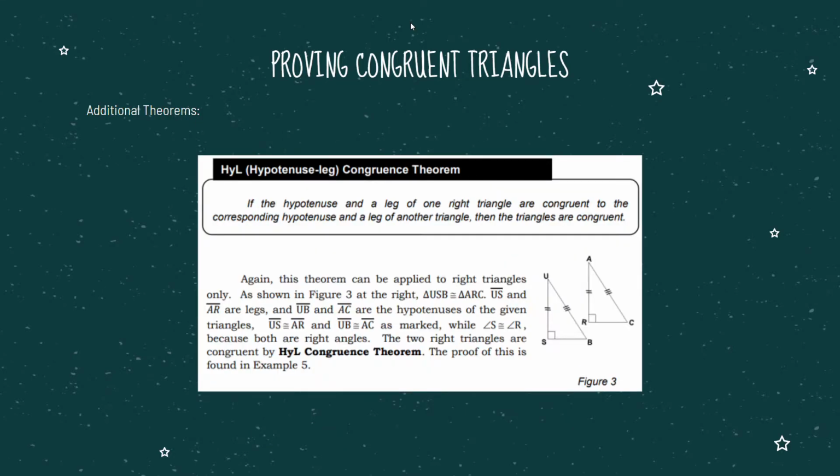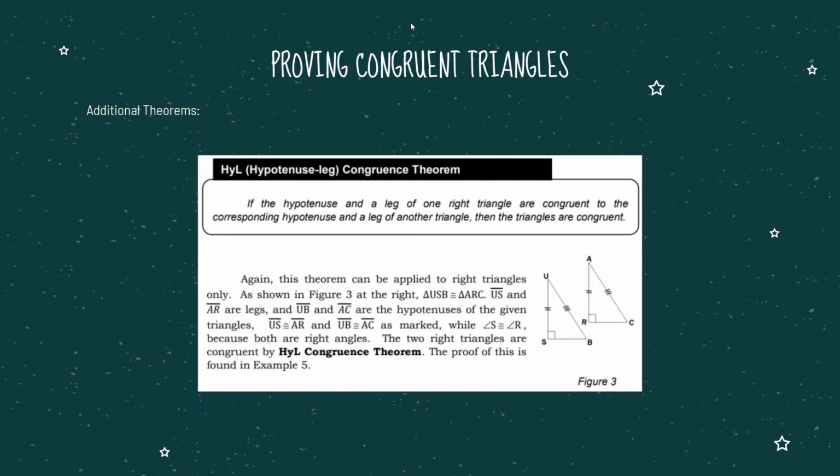Next, we have the HYL or hypotenuse leg congruence theorem. If the hypotenuse and the leg of one triangle are congruent to the corresponding hypotenuse and the leg of another triangle, then the triangles are congruent. Again, this theorem can be applied to right triangles only.